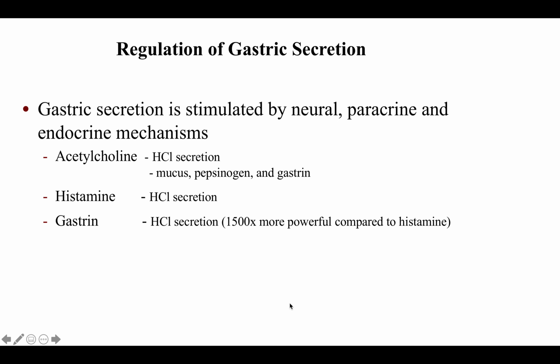Now, the gastric secretion is regulated by nervous or hormonal mechanisms. The acetylcholine will stimulate the HCl, hydrochloric acid, secretion. It will also stimulate mucus, pepsinogen, and gastrin secretion. Histamine mainly works on HCl secretion. Gastrin as well increases the HCl secretion, and it's more potent than histamine in inducing HCl secretion.